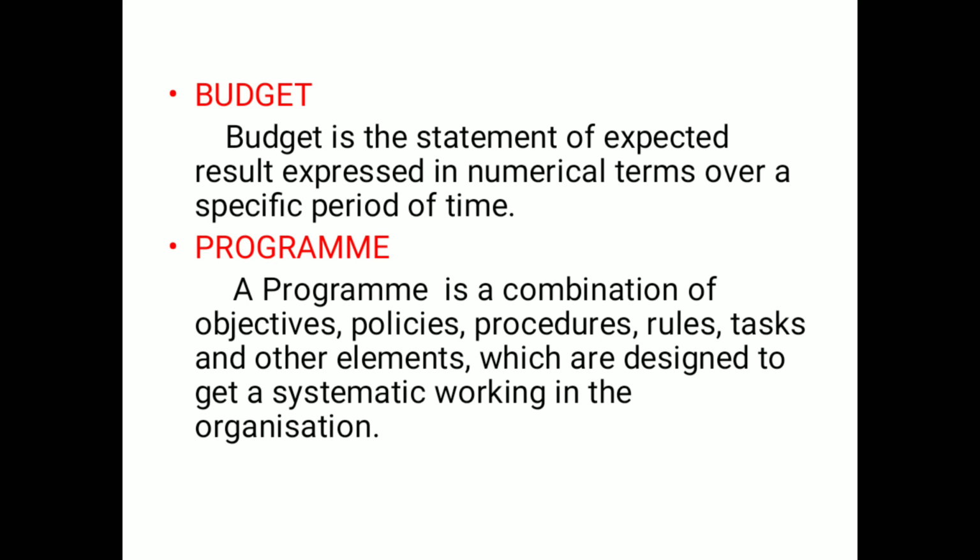Next is budget. As already explained, a budget is a statement of expected results expressed in numerical terms over a specific period of time. For example, it may be a cash budget. A cash budget is prepared to show the expected inflow of cash as well as the outflow of cash for a period in advance, that is, for the next financial year. Cash inflow means cash flowing into the business because of sales or any operating, financing or investment activity. Cash outflow may be in the form of expenditure or expenses. The net cash position can be determined by subtracting cash outflow from cash inflow.